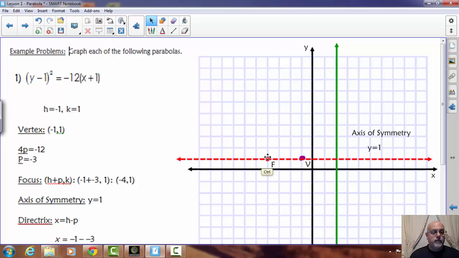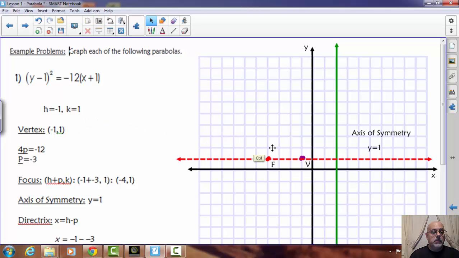The axis of symmetry, if you remember, is the line that divides the parabola in half. You can fold it over that line and it's symmetrical. That is the line y equals 1, in this case, since k is 1.